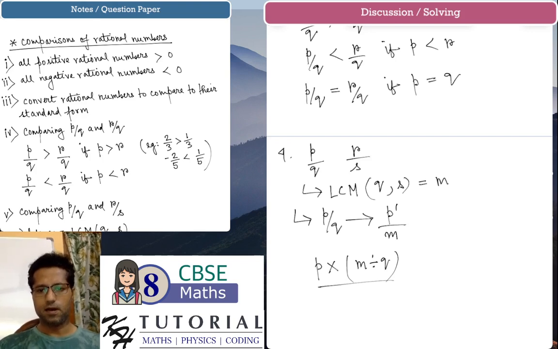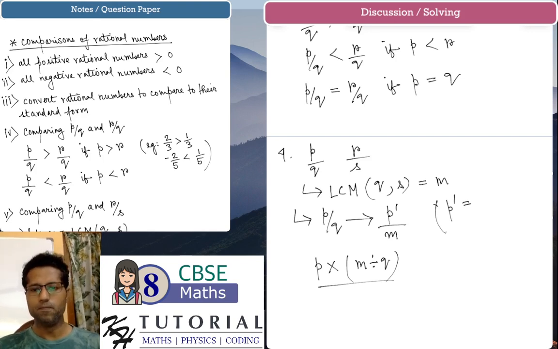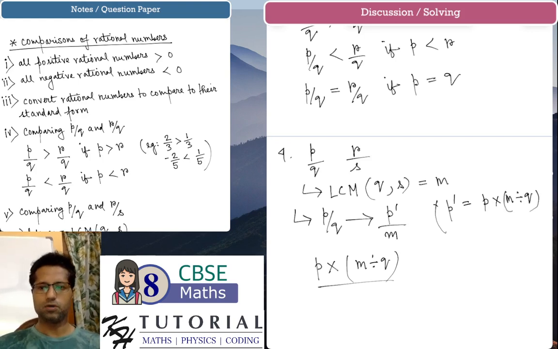Now it might look complex, but if you do a little bit of thinking, you will clearly understand. From p by q, I want to convert p by q to its equivalent form p dash by m. What is m? m is the LCM of q and s, and p dash will be some integer. Now how do I find p dash? p dash will be equal to p into m divided by q. You know m, you know q, you know p. So from this you can always find p dash.